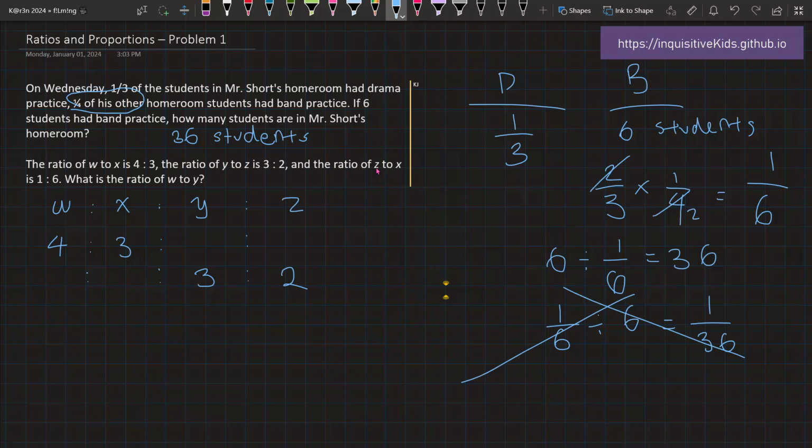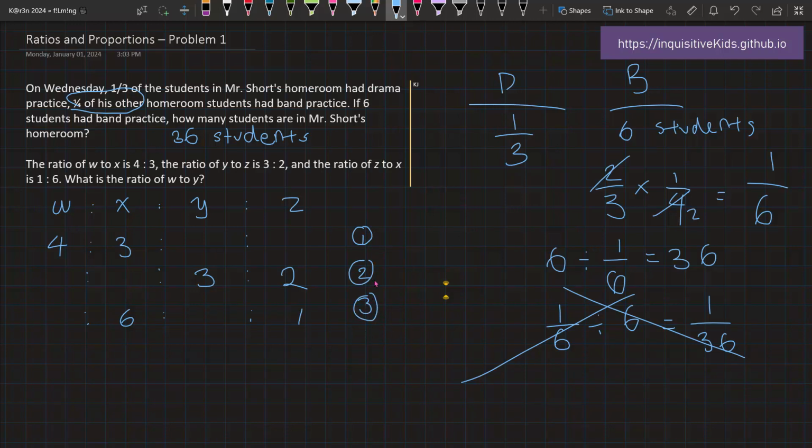We know the ratio of Z to X is 1:6. But here we have to write 6:1 because the order of these two variables is swapped. So we would write 6 where X is and align the 1 with where Z is. Again, we don't know the values of Y and W just yet. Now we start filling in all these extra gaps. Let's start with the last. I'm going to call this equivalent ratio number 1, equivalent ratio number 2, and equivalent ratio number 3.